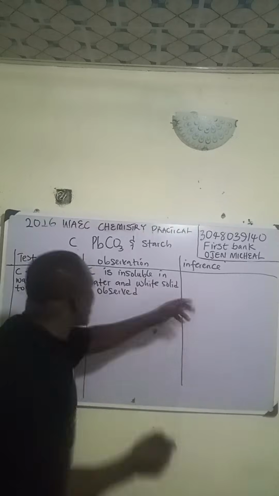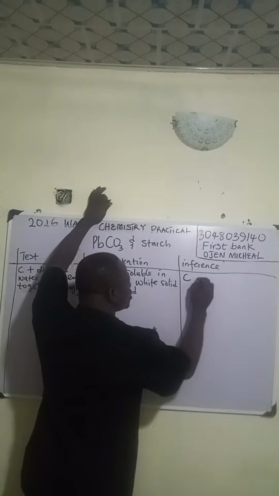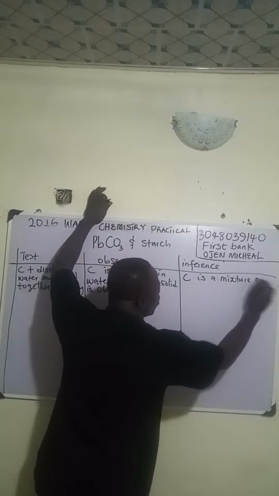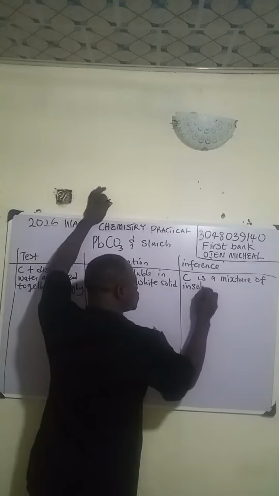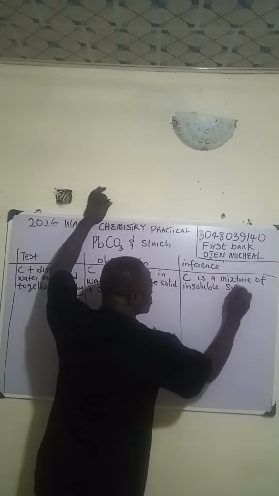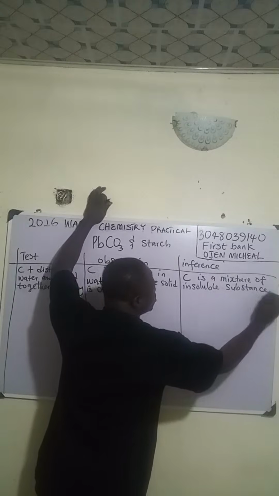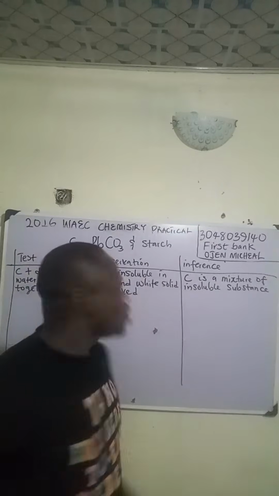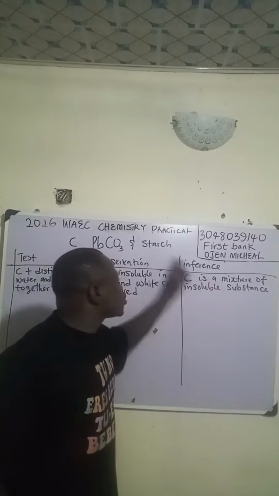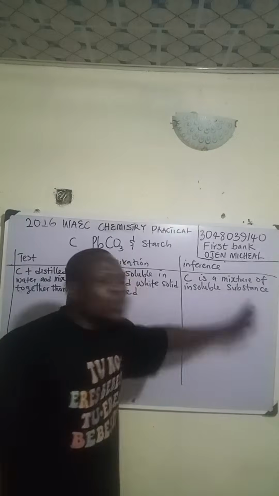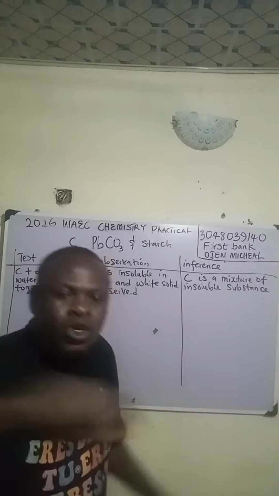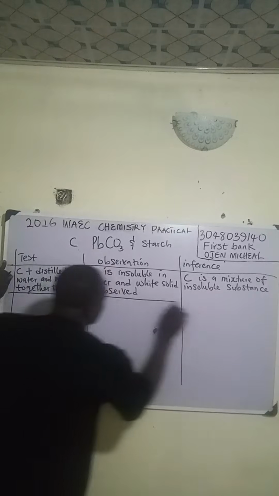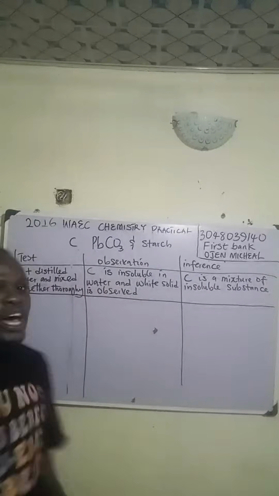Do you get that? So in your inference now, you say C is a mixture of insoluble substance. You cannot say insoluble salt because starch is not a salt. This one is a salt. This starch is not a salt. So you say C is a mixture of insoluble substance. And every stage that you complete, rule your line. So we are going to rule our line. You see this first part, very, very important.